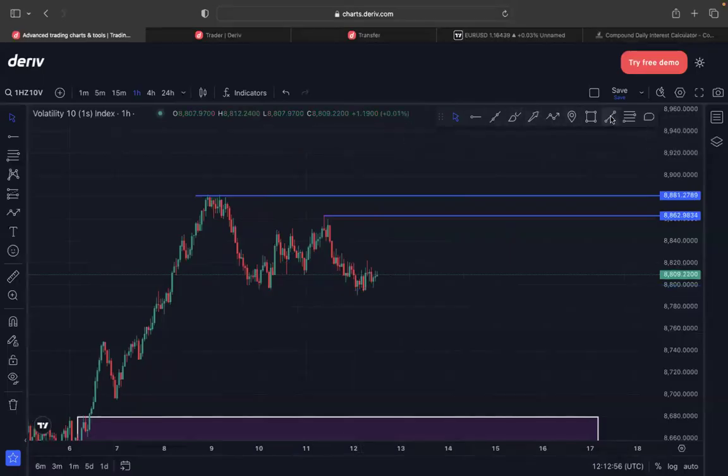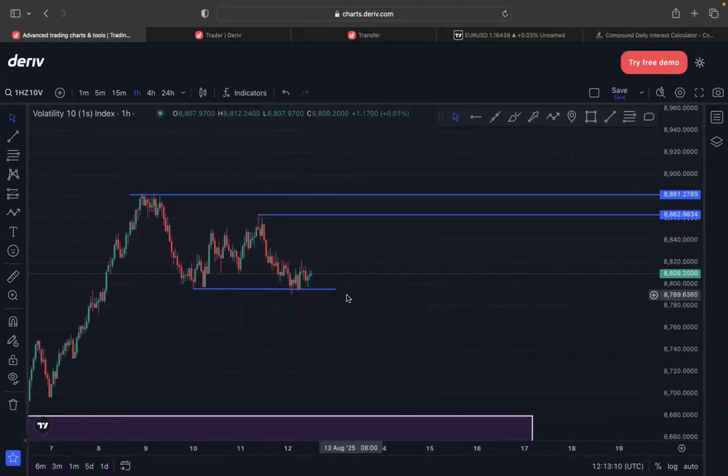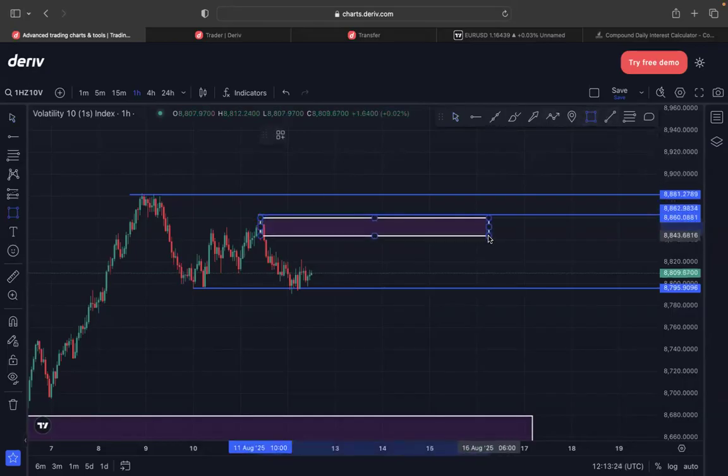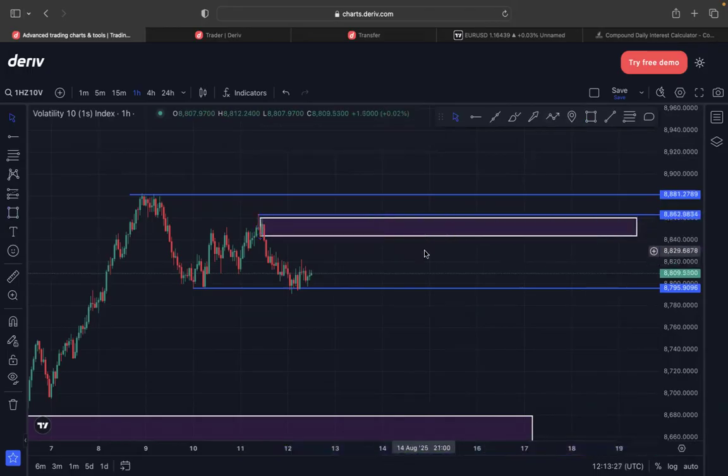So what I'm probably going to do here is do this, waiting for my break of structure to happen. Once my break of structure happens, I'm just going to look for my order block right here, which is this. So what I'm expecting here is to see a break of structure, and the market comes back to my order block to continue down.